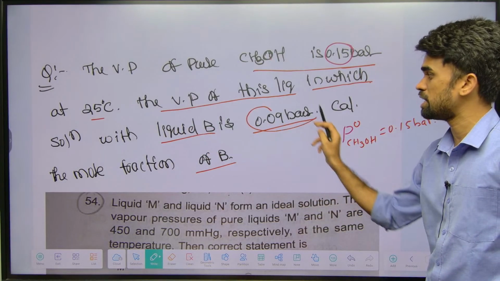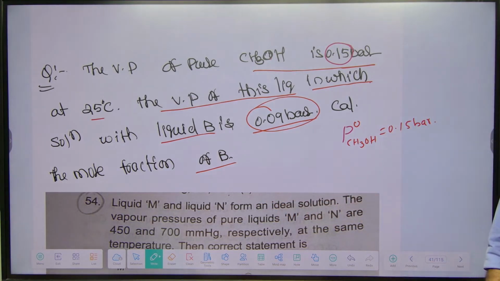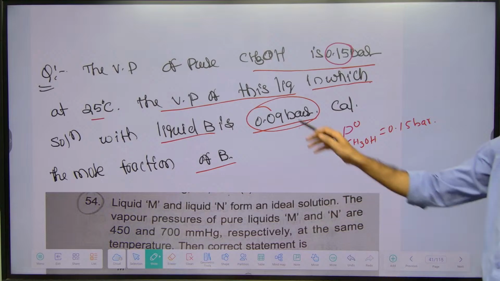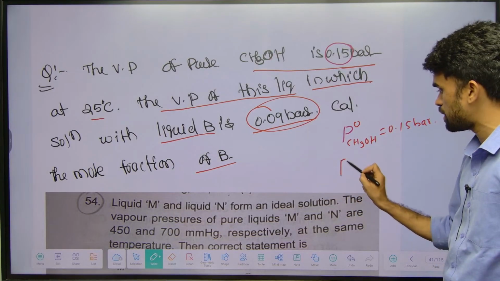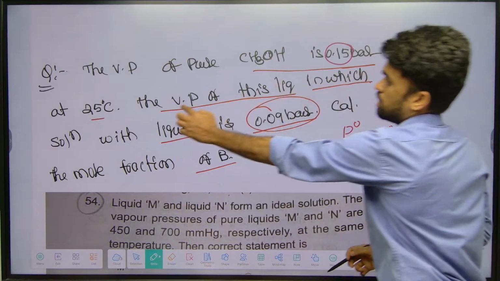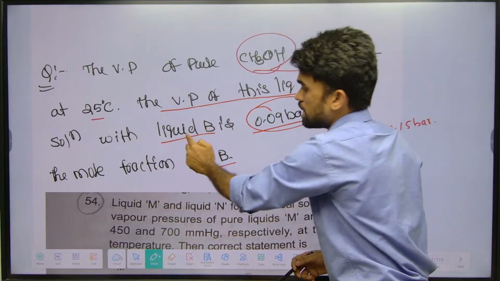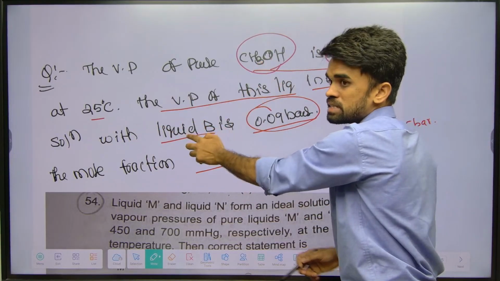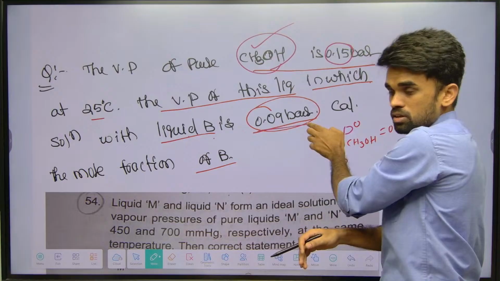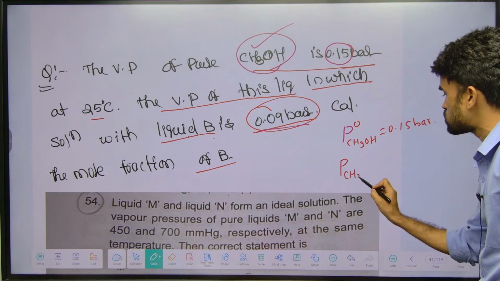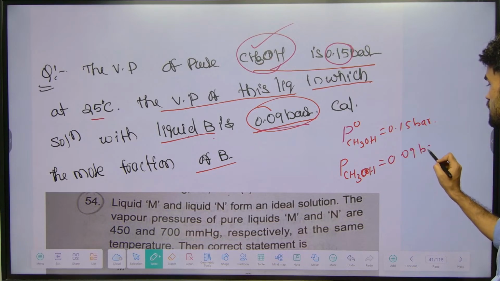Next. The vapor pressure of this liquid in which solution with liquid B is this much. It means what this number is indicating? Is this a pure one or solution one? Solution one means how should we represent? Just a P. See, the vapor pressure of this liquid, it means which liquid? Methanol, in which solution with liquid B. It means methanol and liquid B are added to make a solution. In that solution, vapor pressure of methanol is how much? So this is P of methanol in the solution. 0.09 bar. Is this clear up to here?